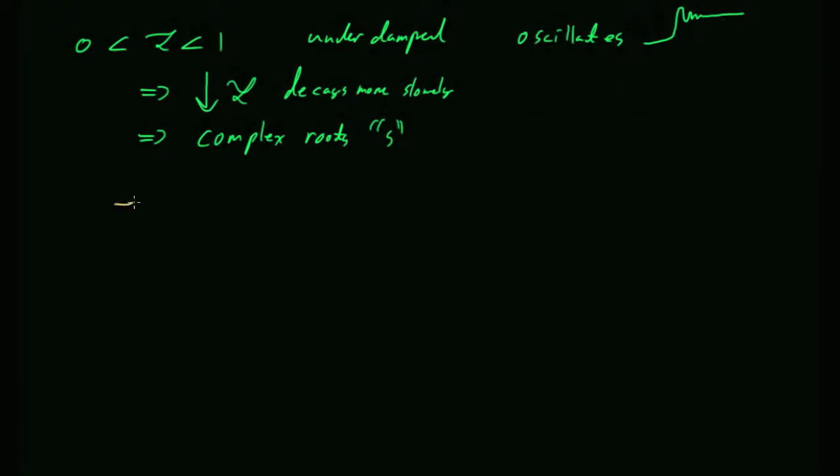Then right when zeta gets to 1, the system becomes critically damped. And then after that, we say it is overdamped. An overdamped system does not oscillate. Meaning that if you were to look at its step response, it would look something like what we saw before, where it basically just doesn't oscillate, right? It basically just has a decaying exponential vibe to it.